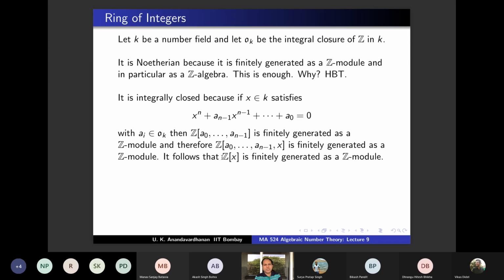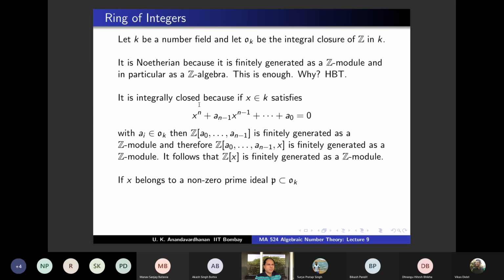By our characterization, X is integral over Z, and if X is integral over Z, by definition X belongs to OK, because OK by definition is the integral closure of Z in K. So in order to show that X belongs to OK, you have to show that X is integral over Z, and that's what we have claimed. So that shows that this is integrally closed, and it is also Krull dimension 1.